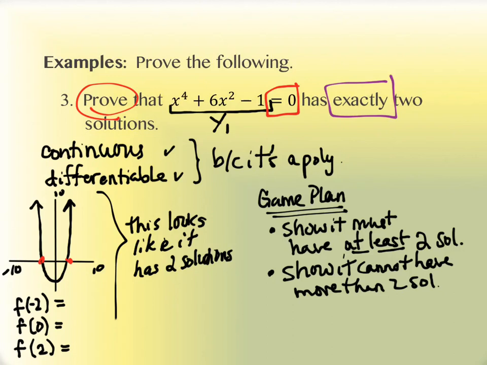So f of negative 2, what does that give you? 39, good. How about at f of 0? And at f of 2? Did you get 39 as well?